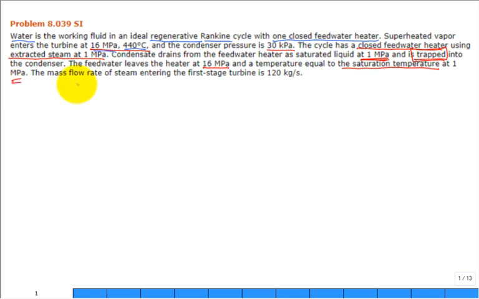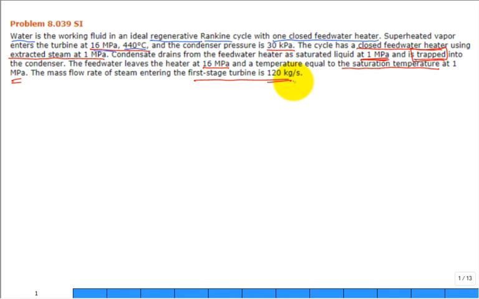It then gives you the mass flow rate of the steam entering the first turbine to be 120 kilograms per second. We'll use that piece of information later in the problem. We can do a lot of work before we need that piece of information. So is part of the steam, after it leaves the turbine, going towards the feed water heater? Yeah. Okay. So what you need to do is make a sketch of the plant.